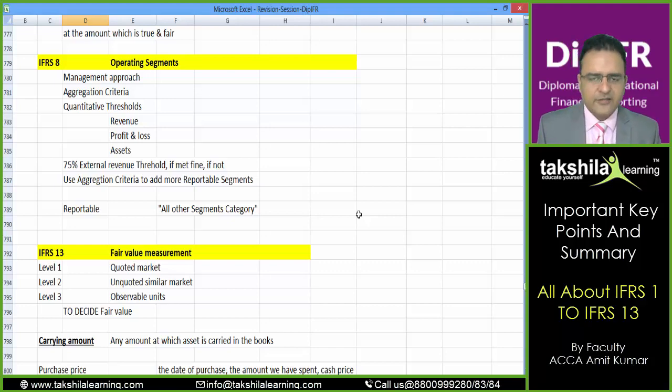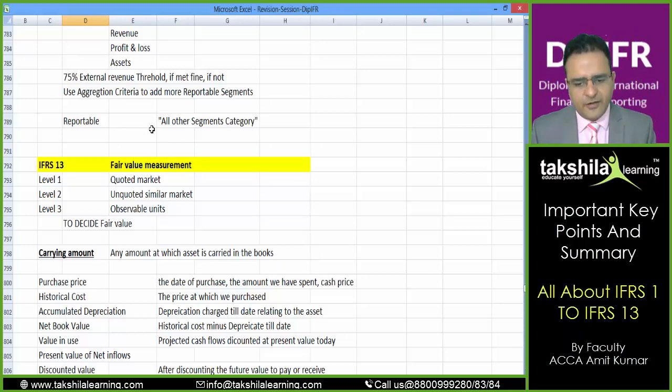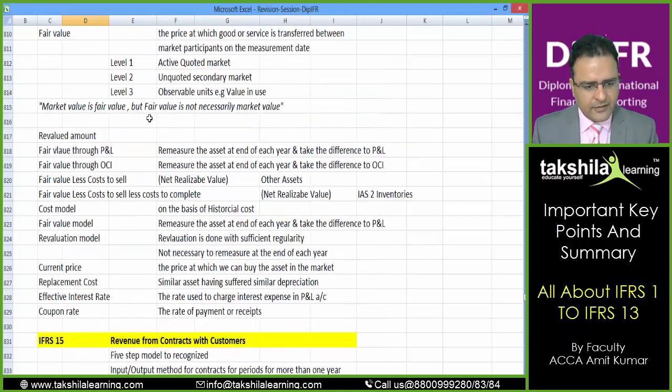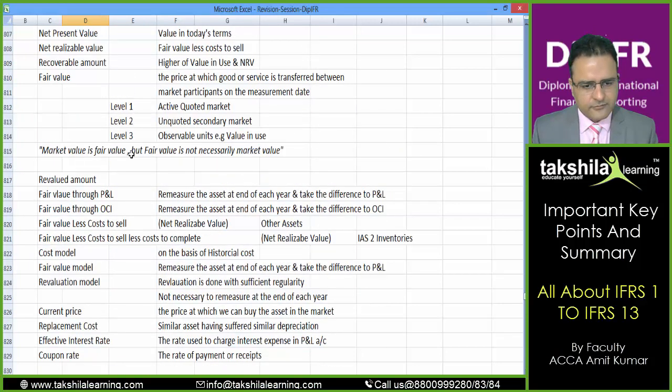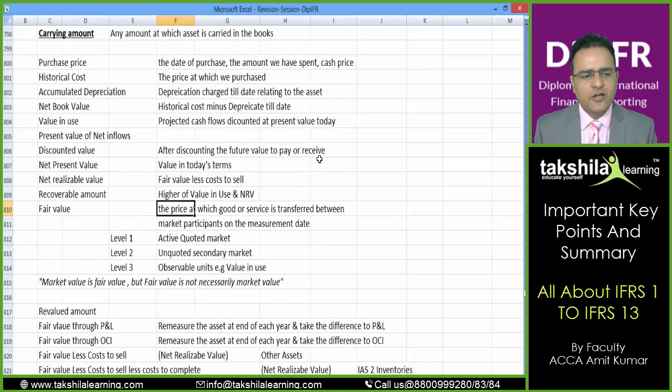So the next standard to be discussed is IFRS 13 fair value measurement. Now, IFRS 13 is the standard dealing with the definition of the fair value measurement. The fair value is the amount at which asset is carried in the books. The price at which a buyer is willing to buy and a seller is willing to sell between market participants on the measurement date is the new definition of fair value.